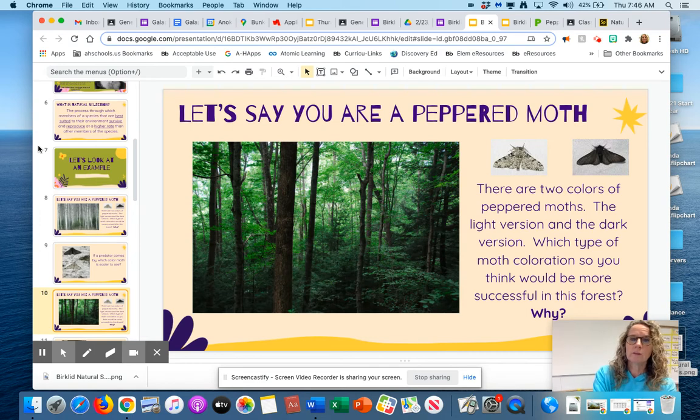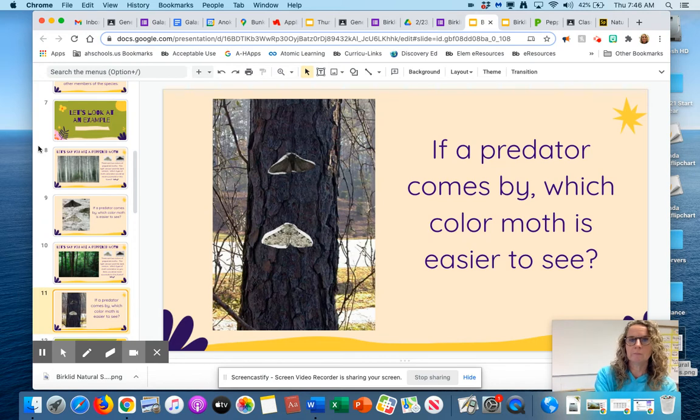Okay, so let's say you are a peppered moth in this environment. Which type of moth coloration would be more successful in this environment? Well, this time it would be the dark colored moth because they would be camouflaged. So here you can see we had a hard time cutting out the moth there, but it would be dark in color, right? And it would blend in better with the trees and the branches.